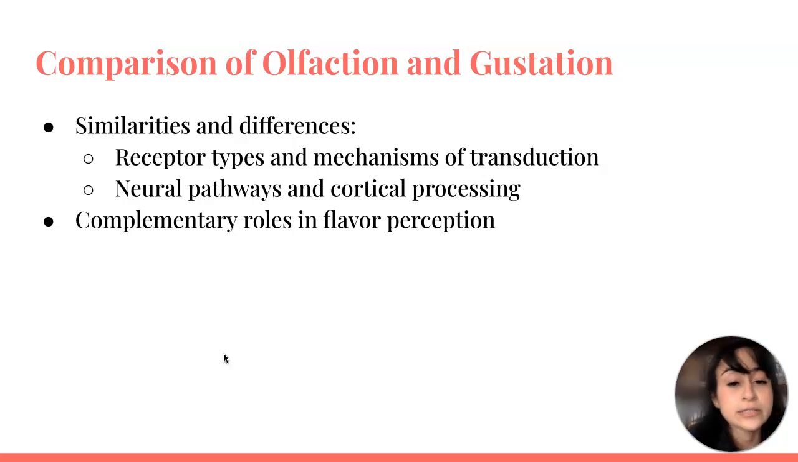There are several differences between the two. In regards to receptor types and mechanisms of transduction, olfactory receptors are GPCRs that detect volatile molecules like odorants based on their chemical structure. The mechanism is a little different. They are receptor proteins leading to the activation of G protein signaling pathways, which is the adenylate cyclase and the cAMP pathway.